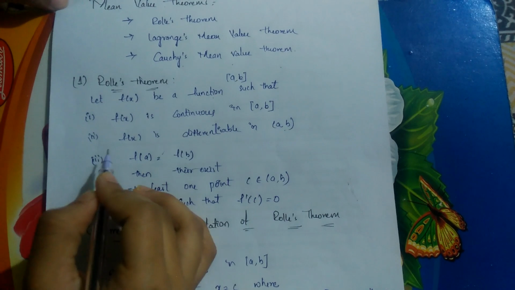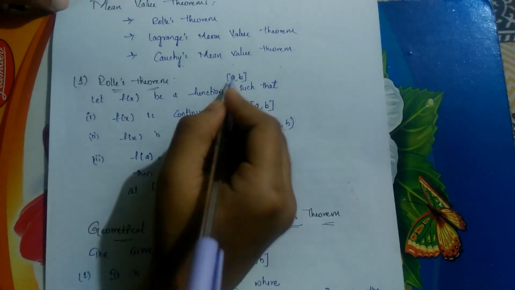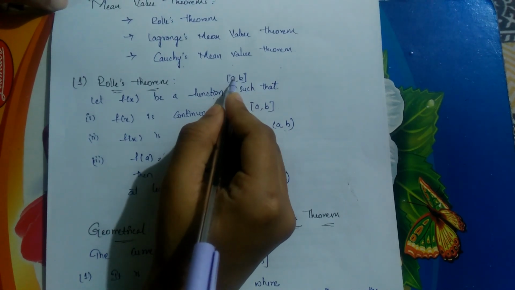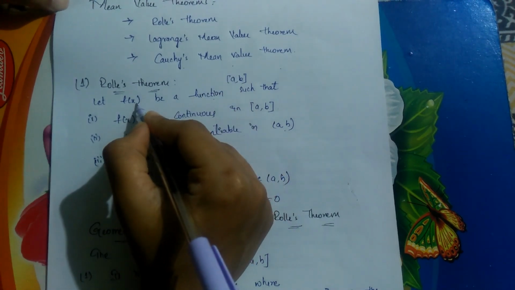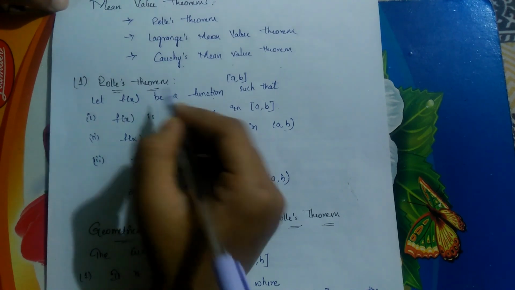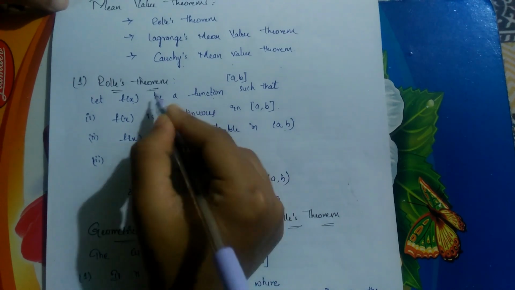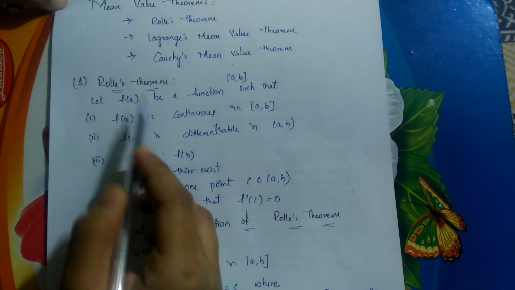And the third condition you need is that f of a should be equal to f of b. The interval will be given as a comma b, and the first value should be substituted in the given function, that is f of a. It means in the place of x you substitute a, and that f of a should be equal to f of b. If those are equal, then this condition is satisfied. Then we can proceed further.